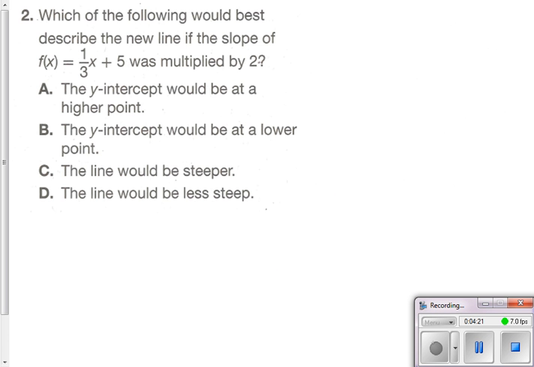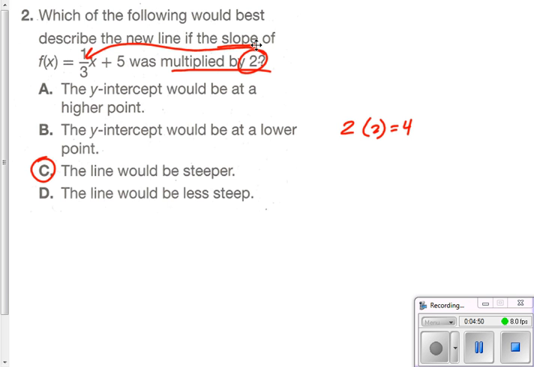Question 2 says, which of the following best describes the new line if the slope of f of x equals 1/3 x plus 2 is multiplied by 2? So they're going to multiply the slope by 2. When you multiply 1/3 by 2, your answer gets bigger. For instance, if you had a slope of 2 and you multiply by 2, you're going to get 4. So it gets bigger when you multiply by 2. So that means when I multiply the slope by 2, the line would become steeper. You'd have a greater slope.